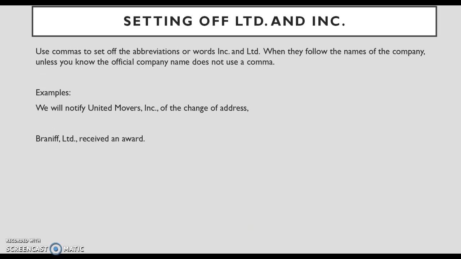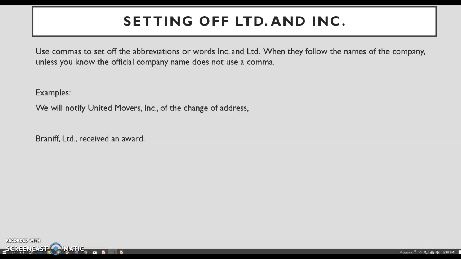Setting off LTD and INC. Use commas to set off abbreviations or words INC, which is incorporated, and LTD, which is limited, when they follow the names of the company, unless you know the official company name does not use a comma. Examples. We will notify United Movers, Inc., of the change of address. Braniff Limited received an award.